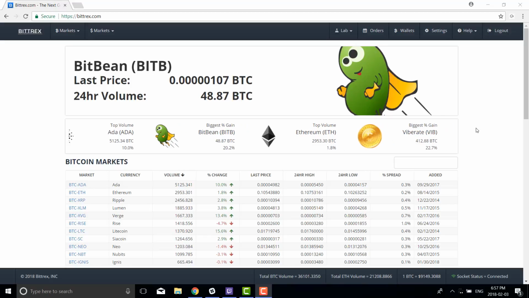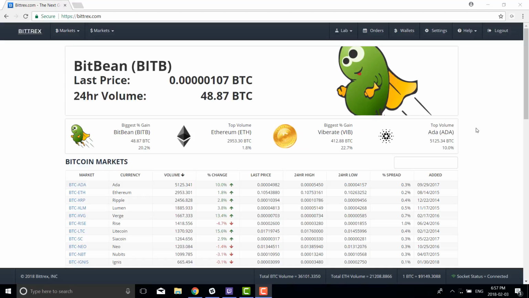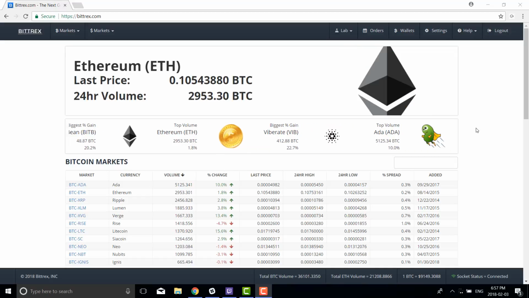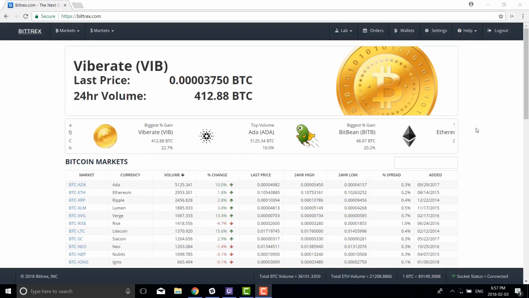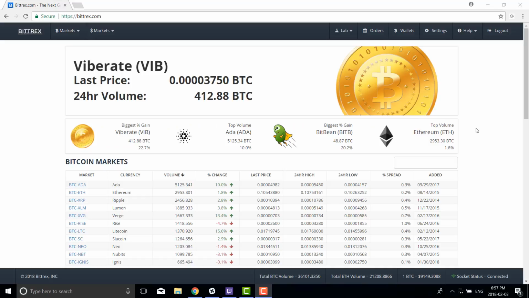So first off, this is Bittrex. You can use different exchange websites, whatever you prefer to use. My preference is Bittrex. I use Binance. I use Bitfinex. I use a lot of different exchanges just because some coins are only found on those certain exchanges. So let's dive into the trading. With most exchanges, they're very similar, so the things I show you here you'll be able to use on different exchanges.